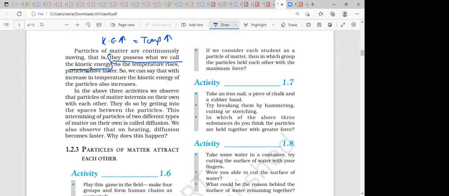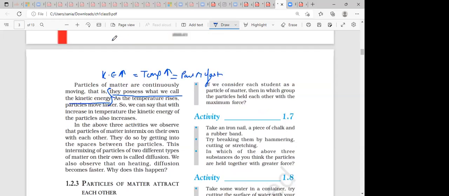As the temperature rises, particles move faster because kinetic energy increases. Clear? So, how are you going to make your notes?